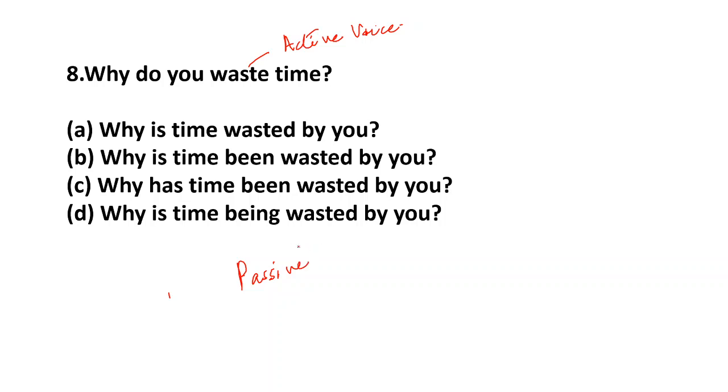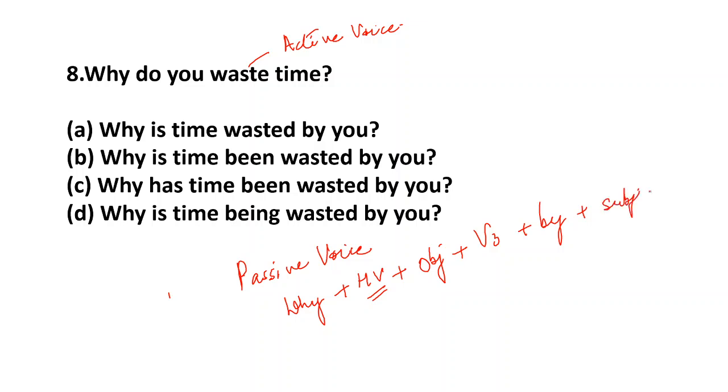I hope you are understanding. These are interrogative sentences, that is, questions are asked. In passive voice, the why will remain the same: why, what, where, when, plus helping verb, plus object, plus V3, then by, and then the subject. And of course there will be the question mark.